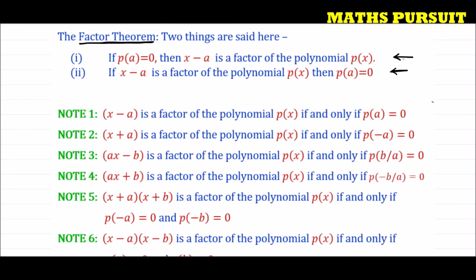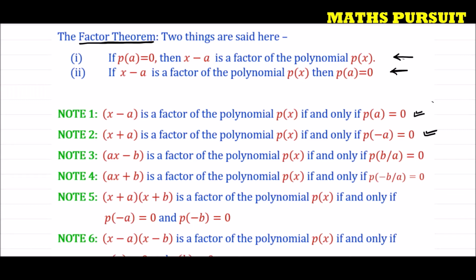Now, after understanding these two things, let us look into these 5 or 6 observations. x minus a is a factor of the polynomial P(x) if and only if P(a) is equal to 0. This is the first condition. If P(a) is equal to 0, then we can say that x minus a is a factor of the polynomial P(x). This is what we discussed above. Now, coming to x plus a: x plus a is a factor of the polynomial P(x) if and only if P(minus a) is equal to 0. When P(minus a) is equal to 0, then we can say that x plus a is a factor of the given polynomial.